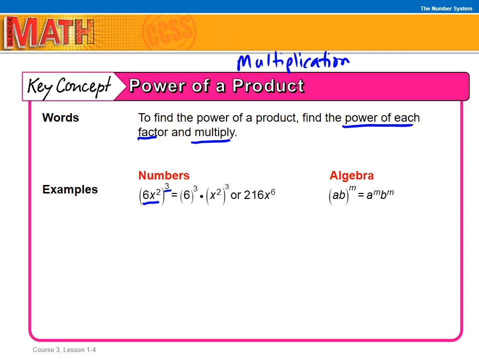So what we pretty much do is we're going to take that power of 3 and split it into the 6, so that becomes 6 to the third power, and then we're going to take it to x to the second power. So now x to the second power becomes x to the second power raised to the third power. When we simplify all of that, we get 216 times x to the 6. Remember, we're multiplying a power of a power, just like we did in examples 1 and 2.